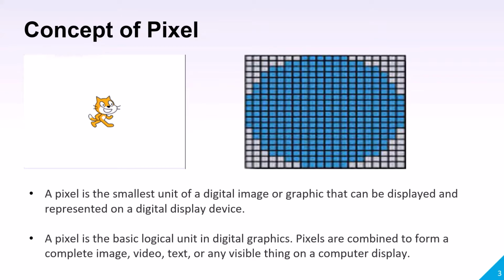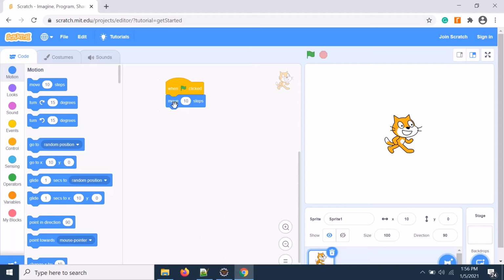Here is the pixel definition. A pixel is the smallest unit of a digital image or graphic that can be displayed and represented on a digital display device. In another way, a pixel is the basic logical unit in digital graphics. Pixels are combined to form a complete image, video, text, or any visible things on a computer display. I'm just removing that block.